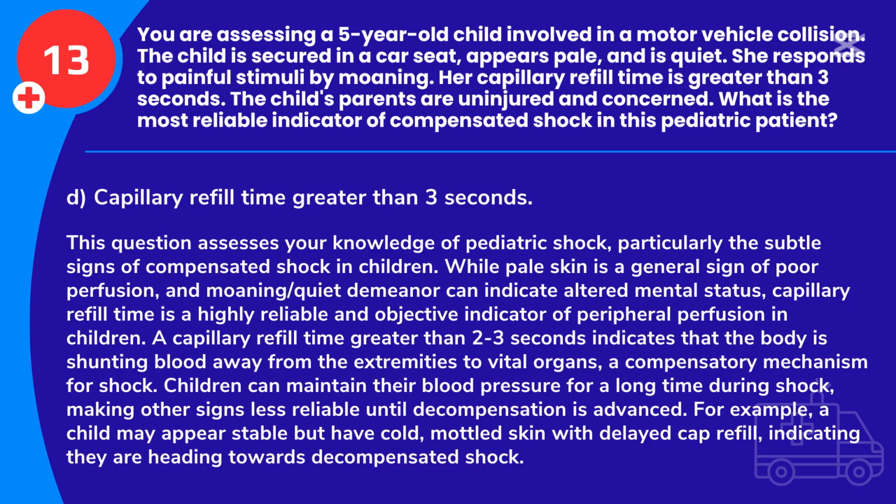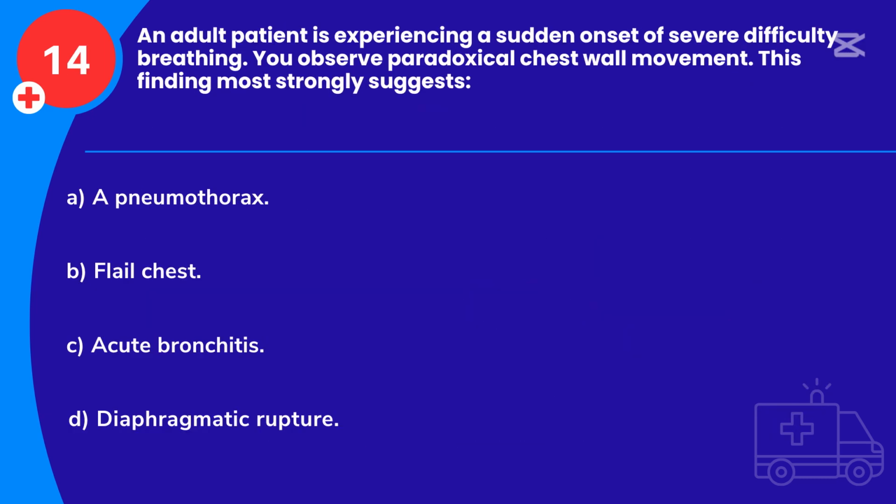Children can maintain their blood pressure for a long time during shock, making other signs less reliable until decompensation is advanced. For example, a child may appear stable but have cold, mottled skin with delayed cap refill, indicating they are heading towards decompensated shock.